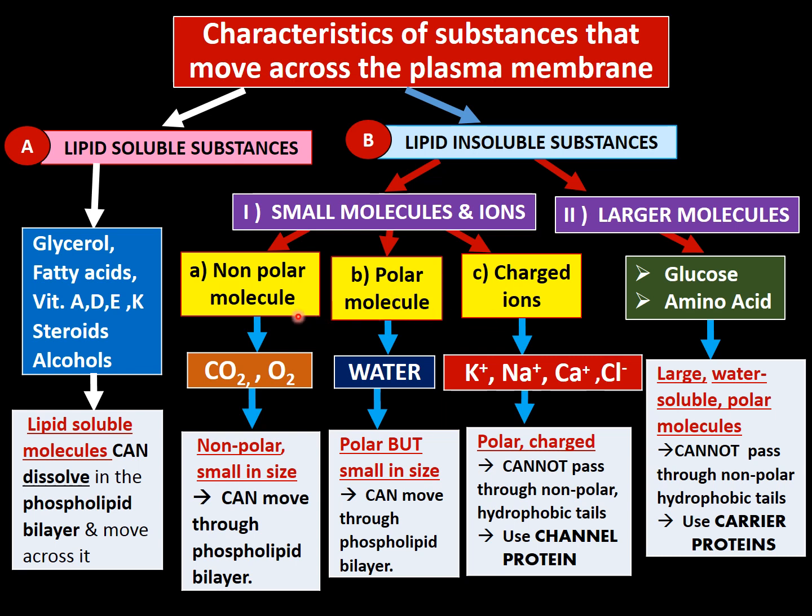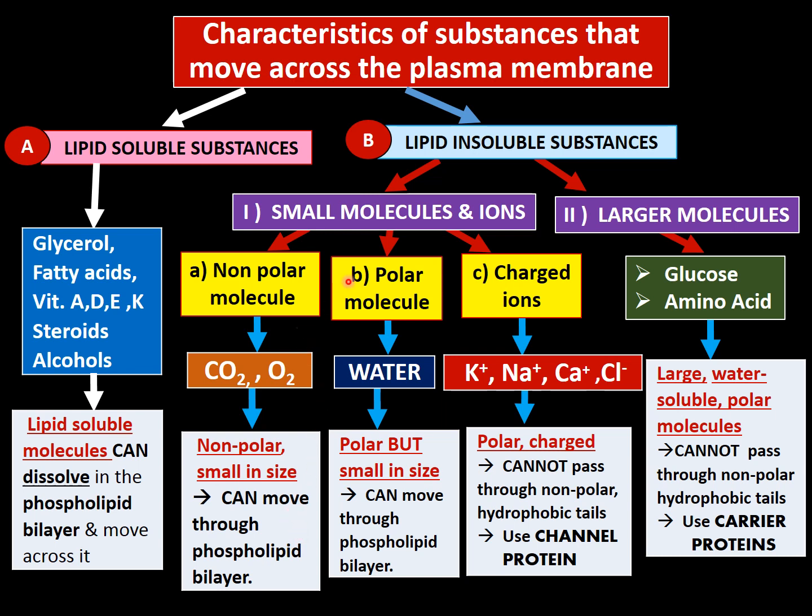Non-polar molecules that are small include carbon dioxide and oxygen. So they will move through the phospholipid bilayer easily. Why? Because they are non-polar, just like the hydrophobic regions, and they are small in size. So they can move through the phospholipid bilayer very easily. So you have to know the reasons why they can move through the phospholipid bilayer.